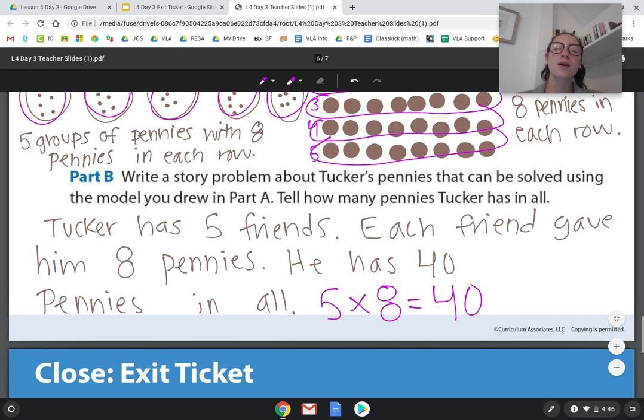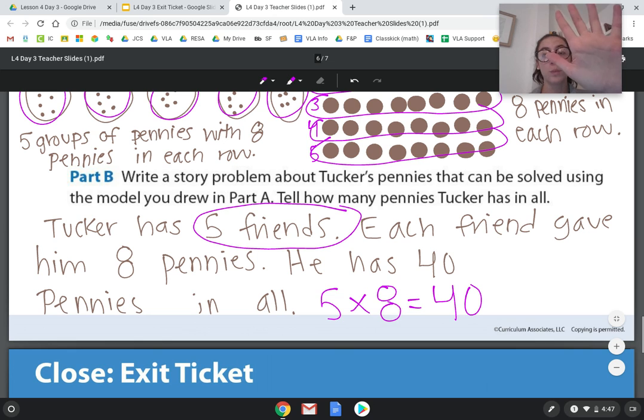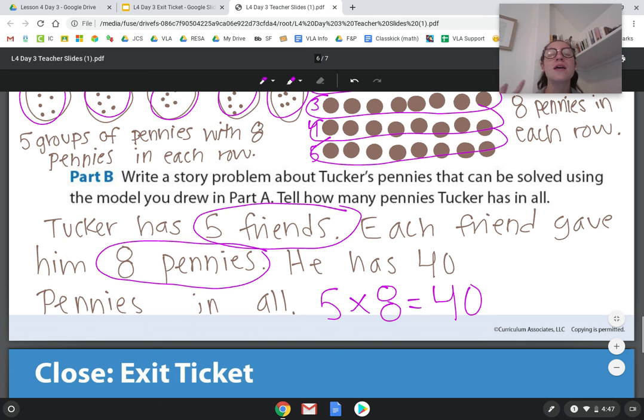So notice, friends, how in this story it says how many people there are. So there's 5 friends. That tells us there's 5 groups or 5 rows. And it also tells us how many pennies each friend had. Each friend had 8 pennies. And the reason that Tucker has 40 pennies is because all of his friends gave it to him. Lucky him, he got 40 cents.